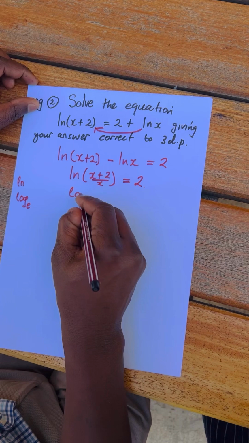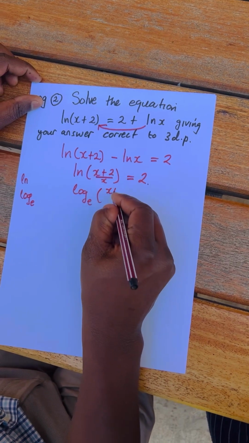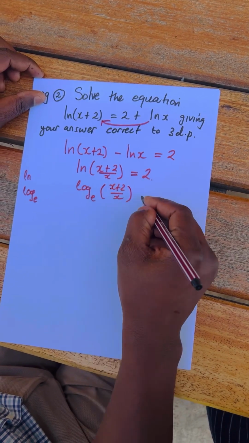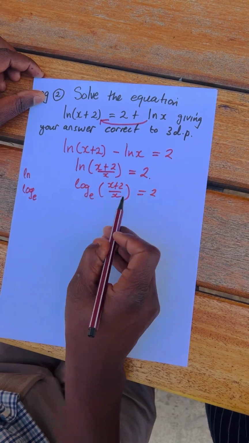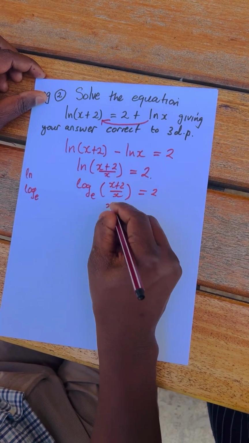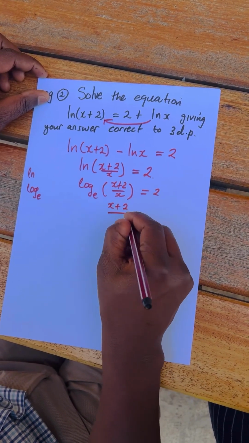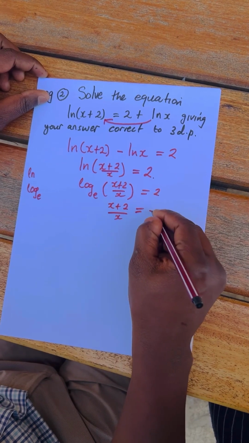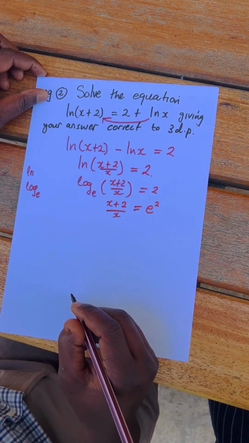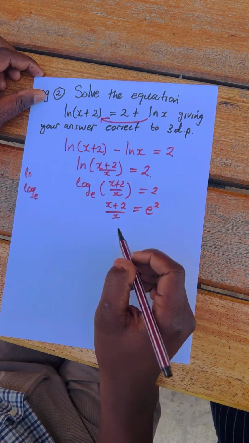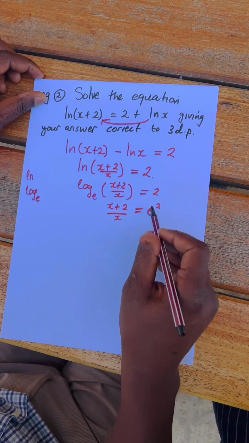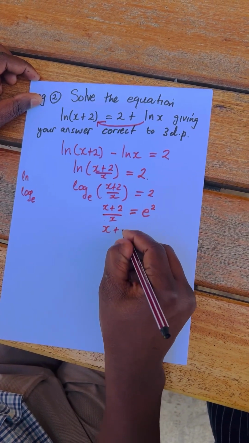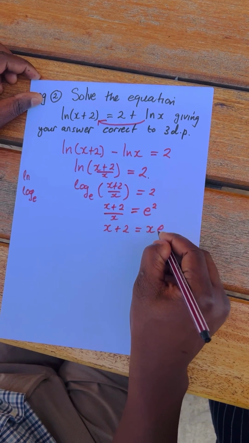So this is log base e of (x plus 2) over x equal 2. So this e raises up the 2 according to that definition. So (x plus 2) over x is equal to e to the power of 2. So the e raises up the 2. Now we need to make x the subject. I can cross multiply here. x plus 2 equal x e squared.